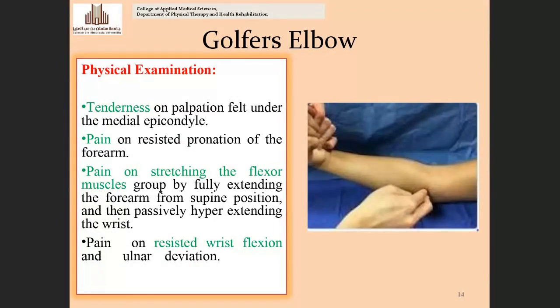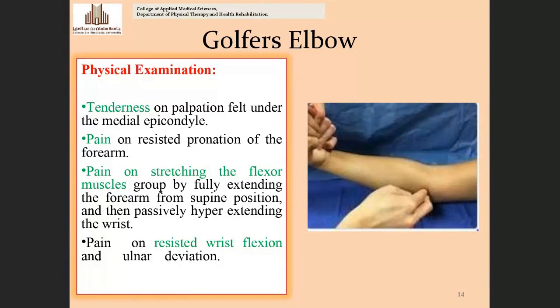So how can you diagnose golfer's elbow? You can find tenderness on palpation, which is felt under the medial epicondyle. If you press just below the medial epicondyle, the person has tenderness or pain. This is the first examination.